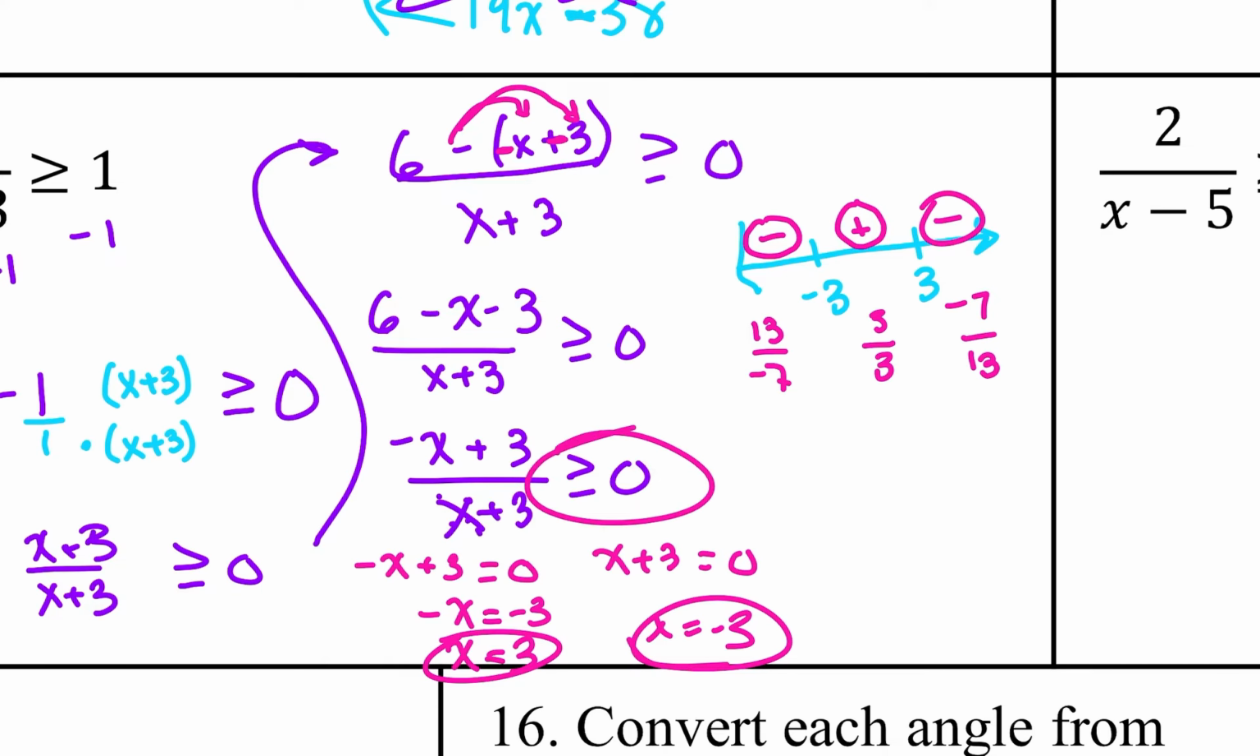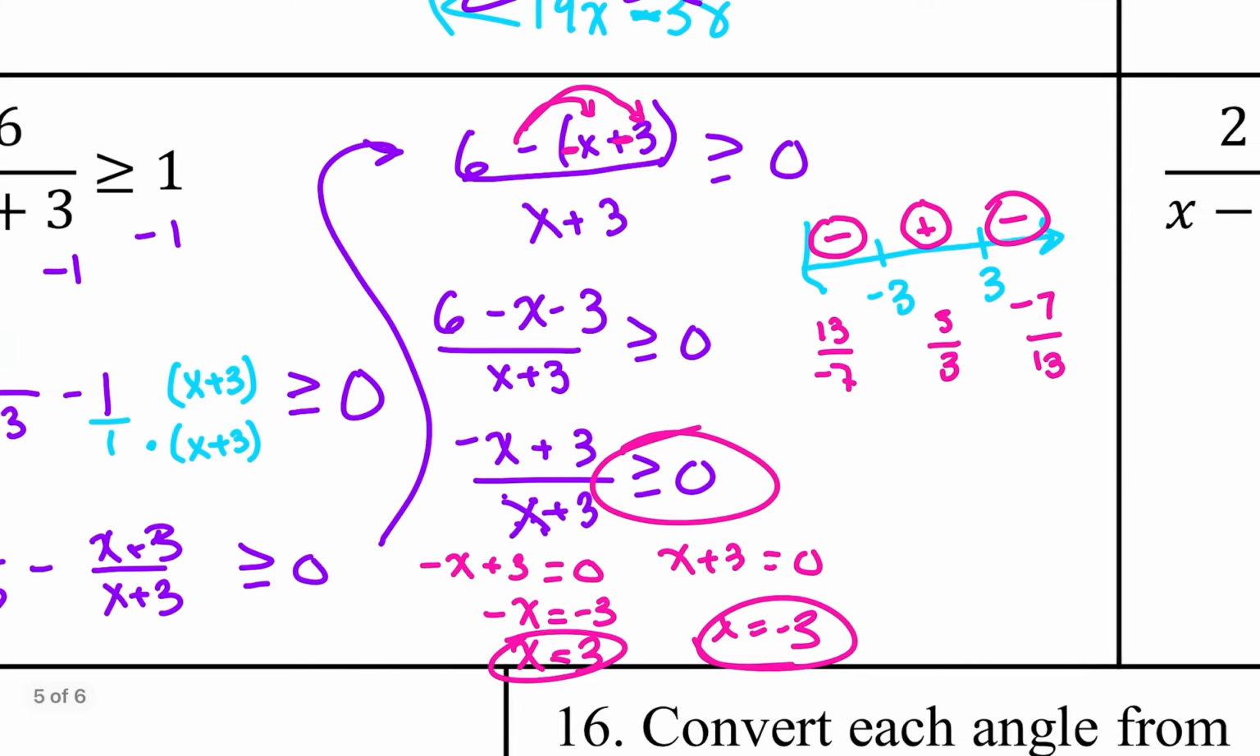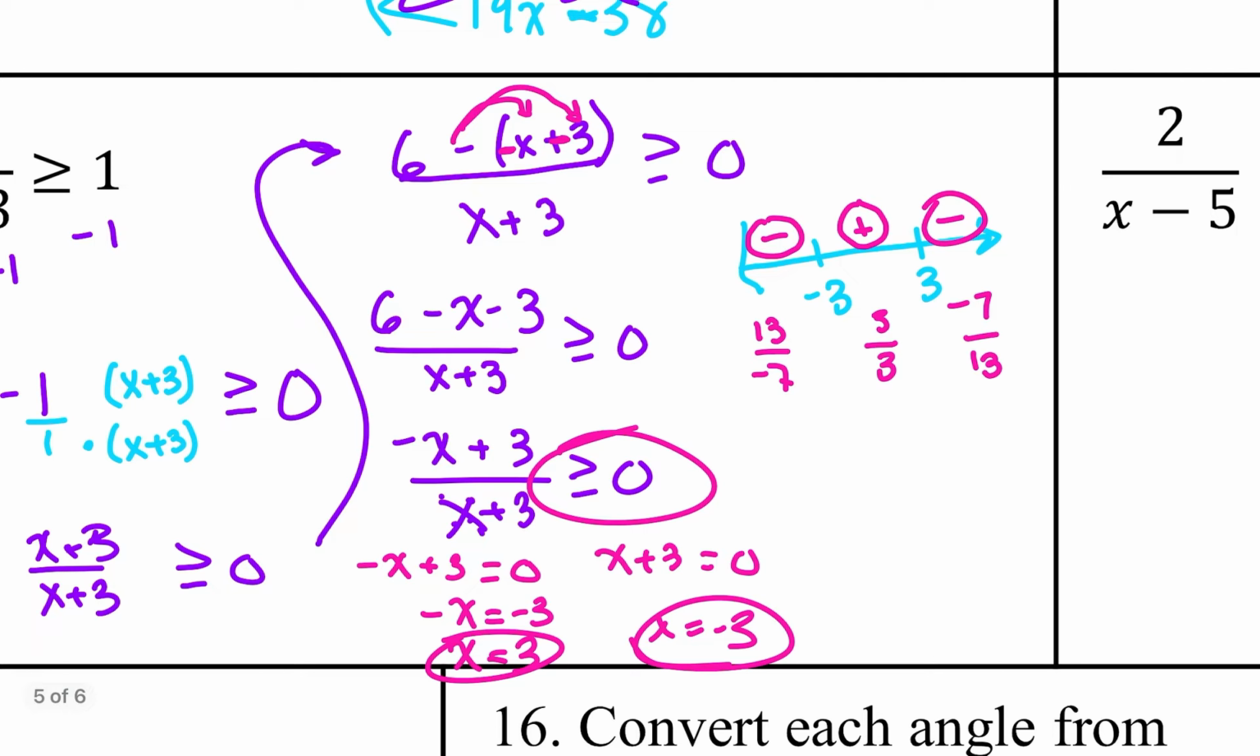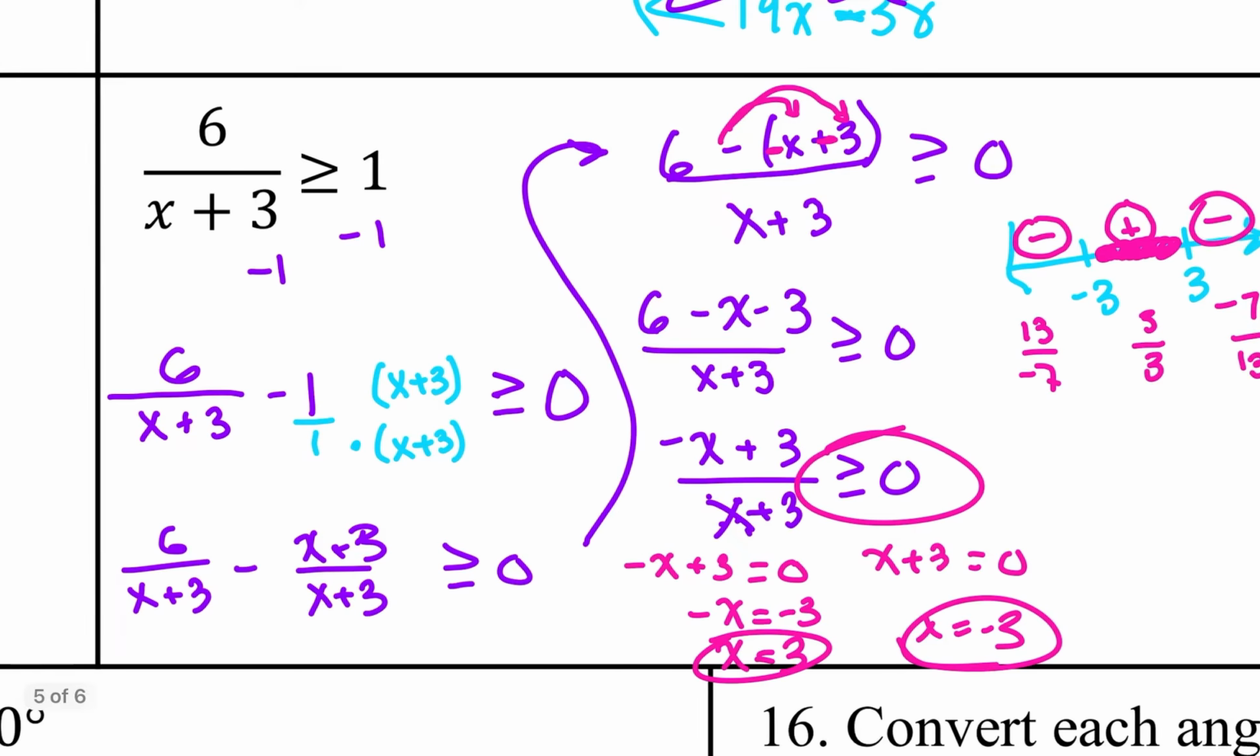So we know that in order for this to be greater than 0, the only place where that's going to happen is right there in the middle where it's positive. So I know this space is the only space it'll happen. But I also know a couple things.